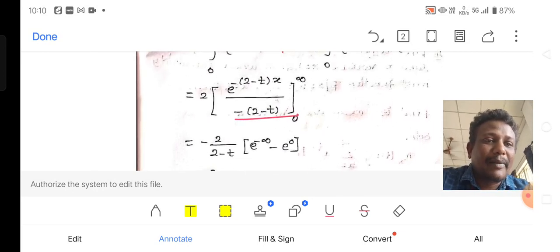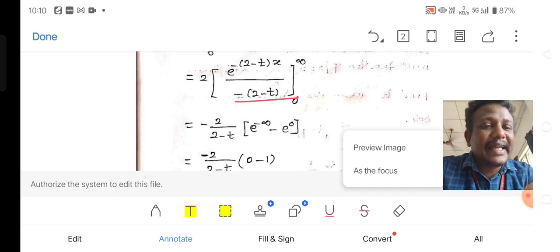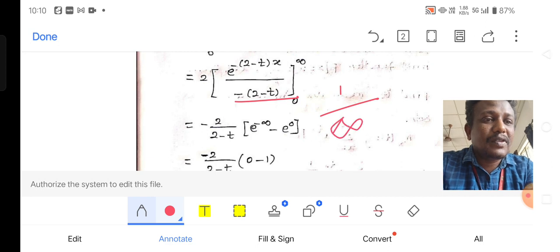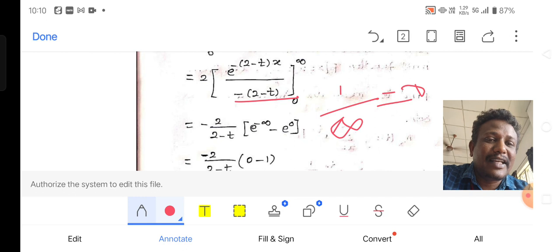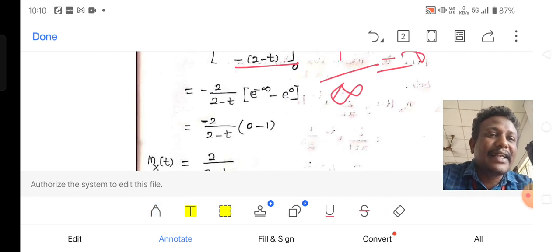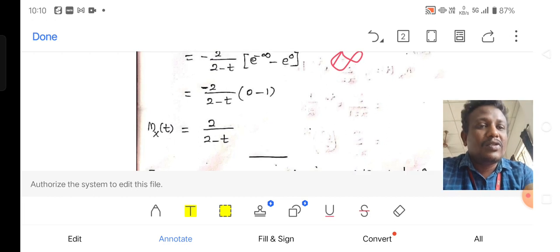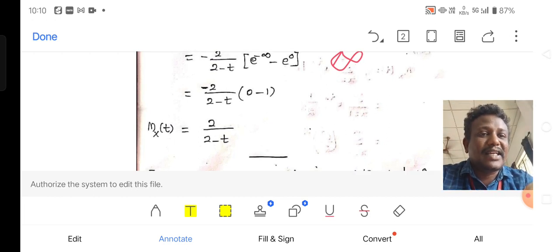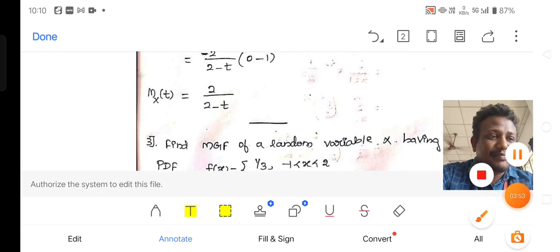Now apply the upper limit and lower limit. As we already discussed, 1 by infinity is 0. So we have to make this term 1 by infinity. e power minus infinity is 1 by e power infinity, which is 1 by infinity, so it is 0. Okay, clear? Now minus 2 divided by minus 2 plus t, times 0 minus 1. So Mx of t is equal to 2 divided by 2 minus t. So this is the required answer.